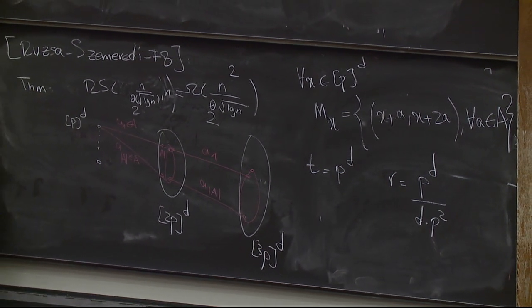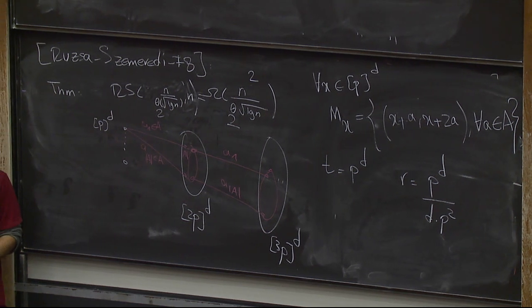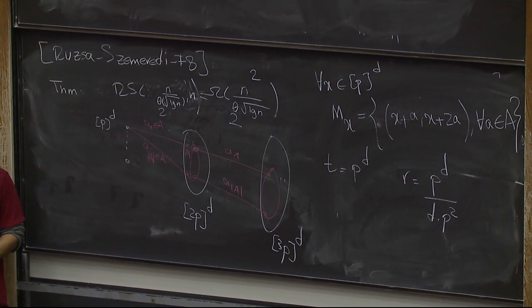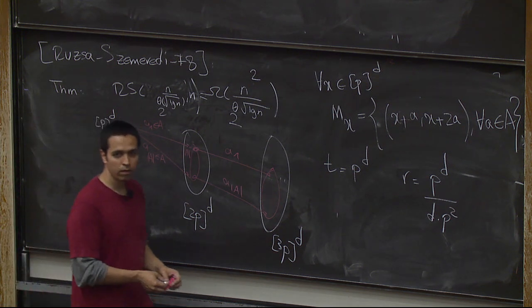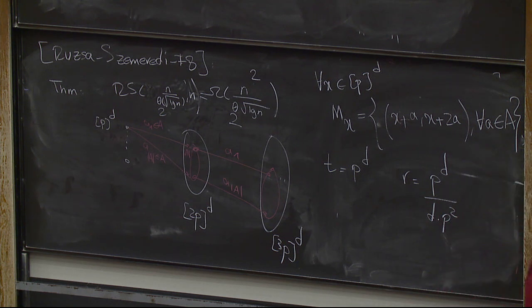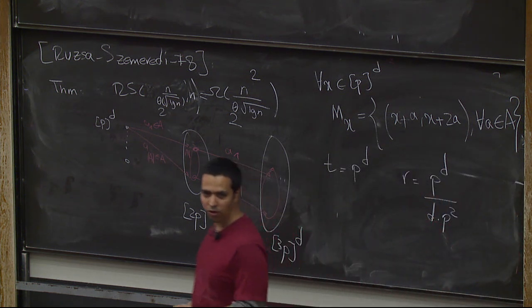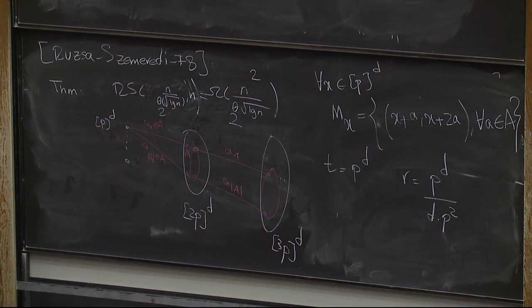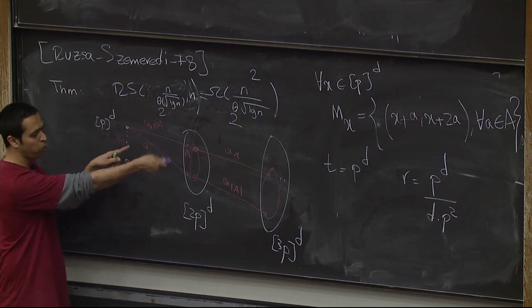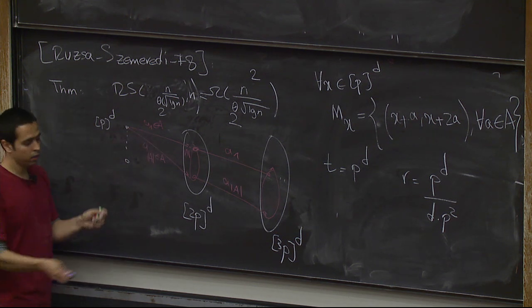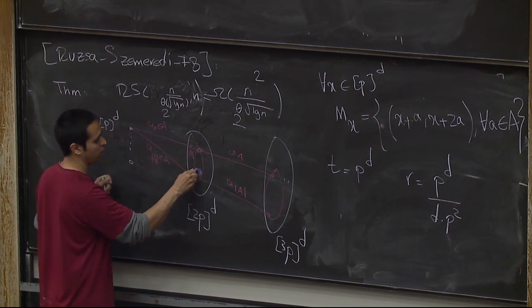Good. Can someone tell me why these are induced matchings? Yes, but why exactly? Every matching edge is on a straight line from the origin. Yes. Or let's look at it this way. Suppose it is not induced. What does it mean? It means that there is this one.